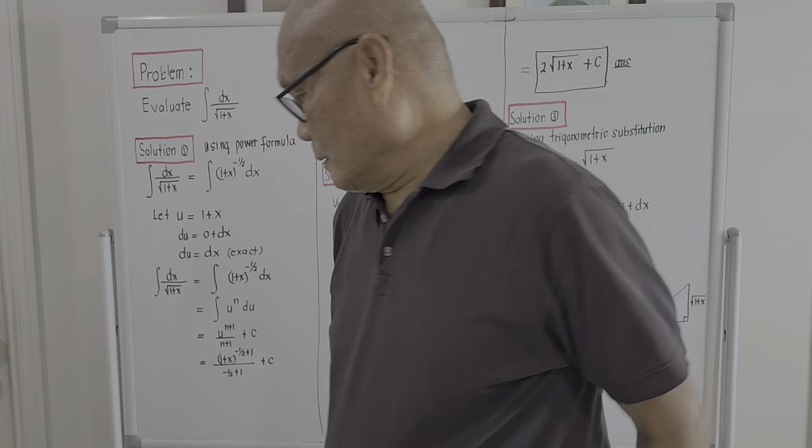The problem is this one. Evaluate the integral of dx over the square root of 1 plus x. The problem is asking us to evaluate the integral of this one. This is an indefinite integral. It has no upper limit and lower limit, so our final answer should have a plus c. Indefinite integral, right? There is a plus c.